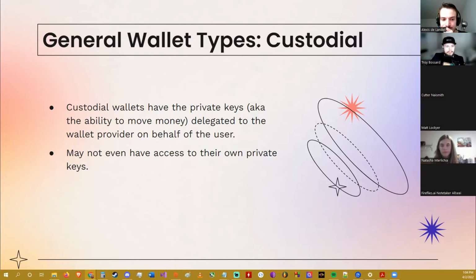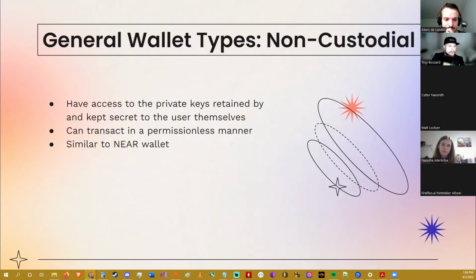This is something like a centralized wallet, like a Coinbase wallet held on Coinbase Exchange or other centralized exchange wallet solutions. The second type that we'll be talking about is non-custodial wallets or self-hosted wallets. These have the access to private keys retained and kept secret by the user themselves, aka you. So this allows you to transact in a permissionless manner with blockchains and with blockchain applications. This is similar to the way that the Near wallet functions on the Near blockchain and ecosystem.